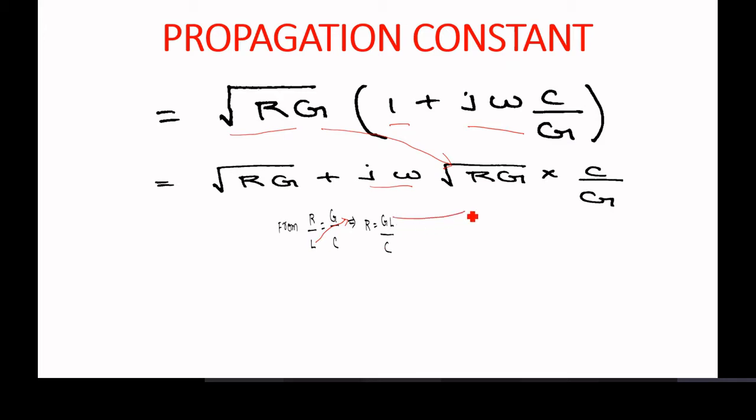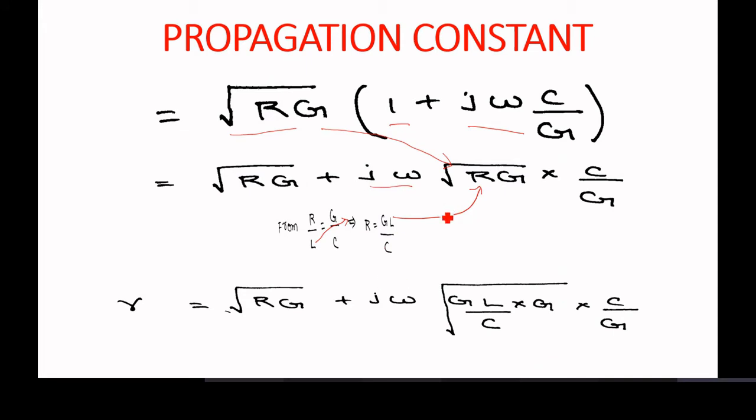So this expression for R I will substitute here. The expression for R I will substitute in place of R. If you substitute G L by C, this is same. Here I am not substituting. Only here, in place of R, I am substituting G L by C. So this is square root of Rg plus j omega into square root of, in place of R I am substituting G L by C into G, right?